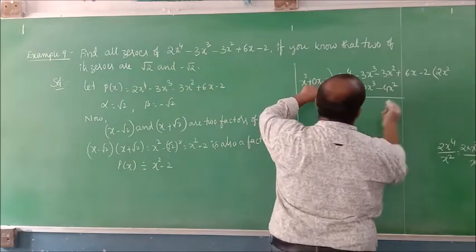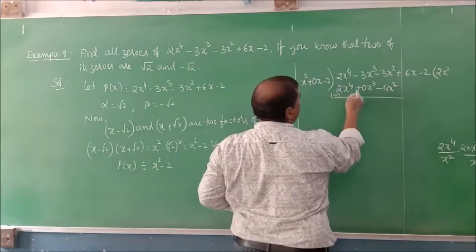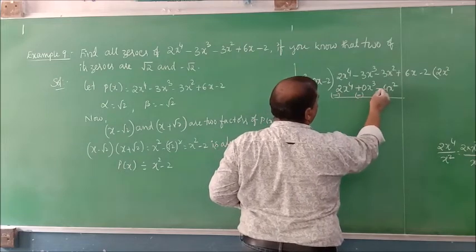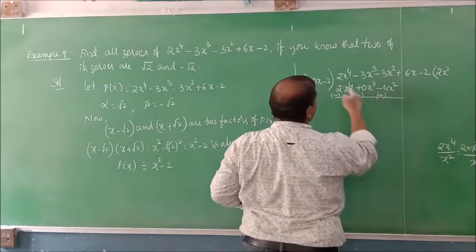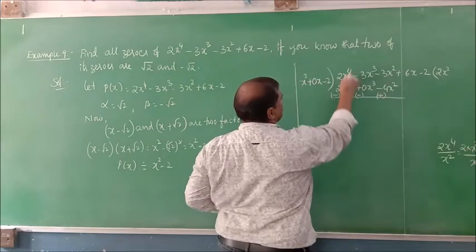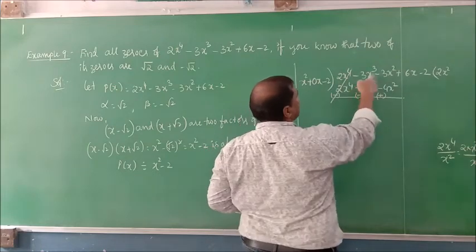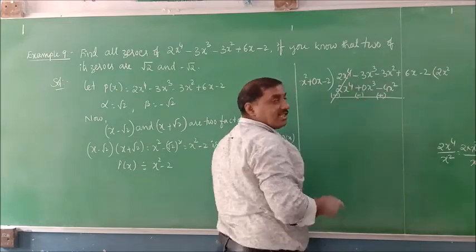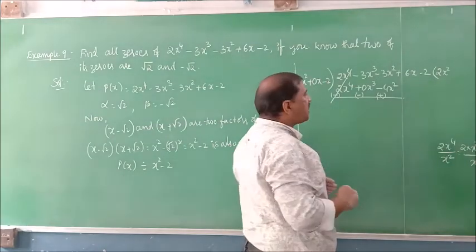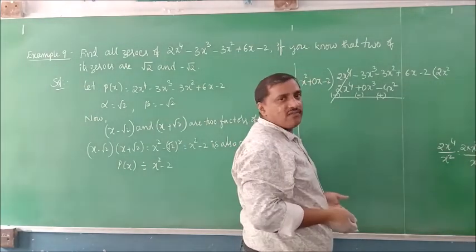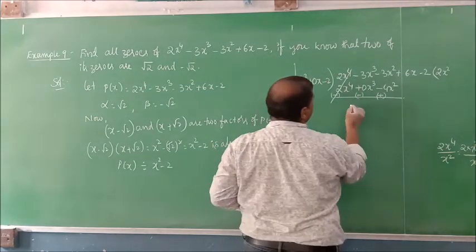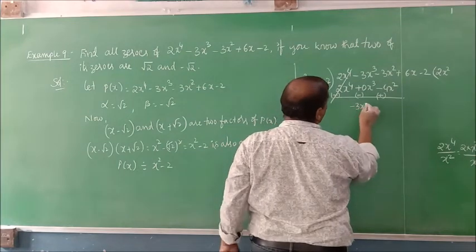Now subtract. Plus will become minus, and minus will become plus. Plus 2x power 4 minus 2x power 4 both are cancelled. Minus 3x cube minus 0x cube. If you add or subtract 0 from any number, what do we get? The same number. Therefore it is minus 3x cube.